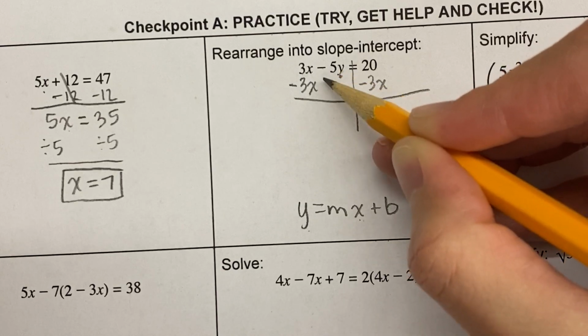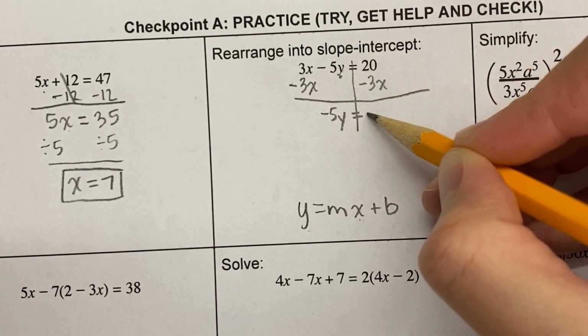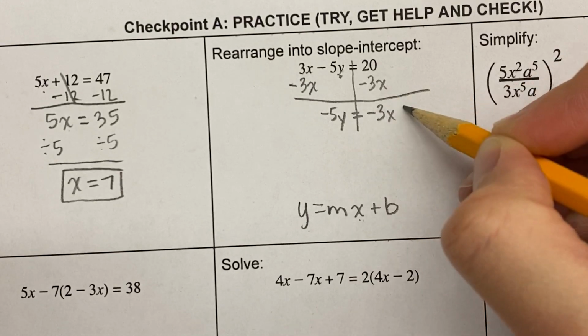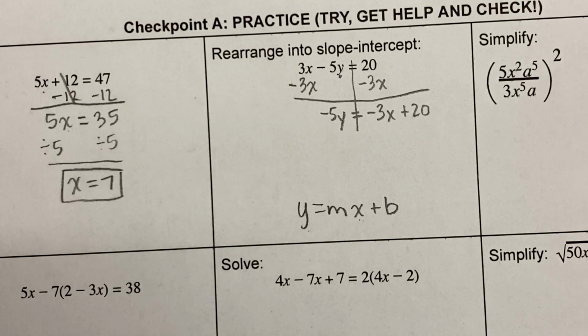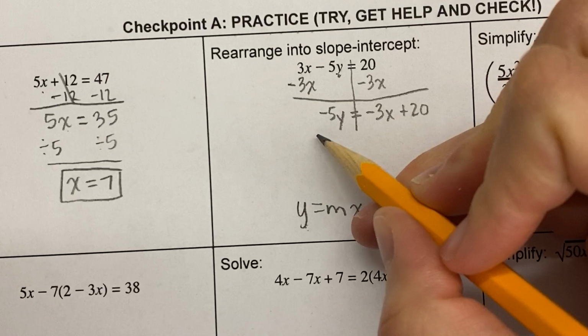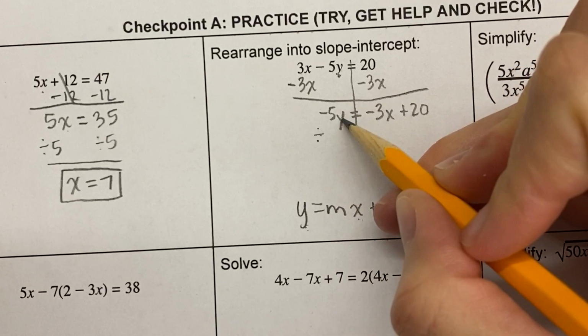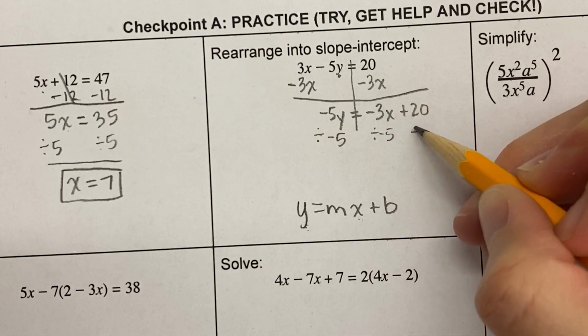So now what's left over here, this is a negative 5y equals negative 3x plus 20. I'm not doing the math here, right? I'm not doing 20 minus 3 because those are not like terms. Okay, now look at slope-intercept form. The y is by itself. So in order to get the y by itself, right now it's being multiplied by negative 5. So I'm going to divide by negative 5.